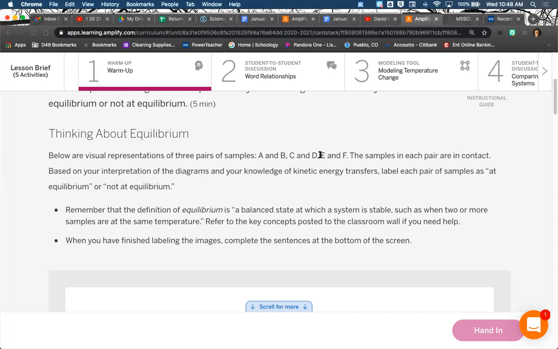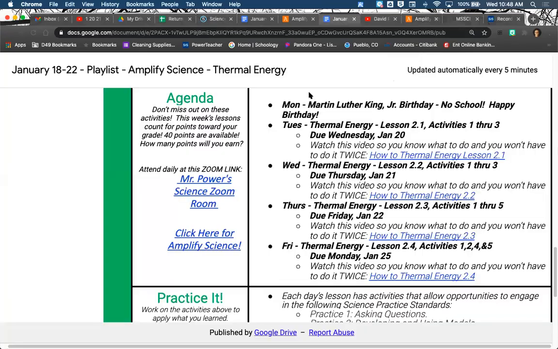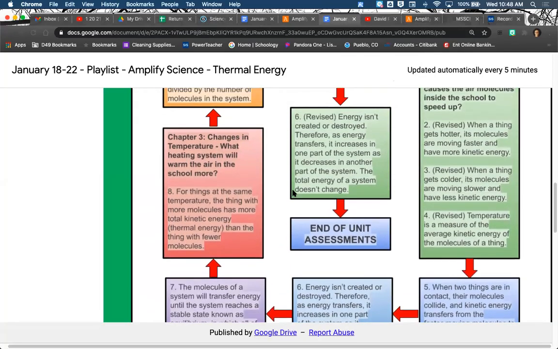So remember that the definition of equilibrium is a balanced state at which a system is stable, such as when two or more samples are at the same temperature. Refer to the key concepts posted at the bottom of the screen. Oh, I misread this. Refer to the key concepts posted to the classroom wall if you need help. Remember, another place of finding this is in our playlist. The key concepts are always right here.